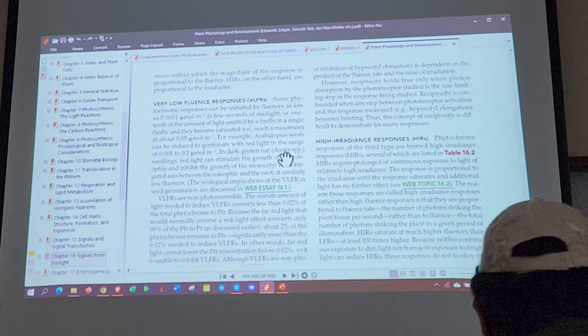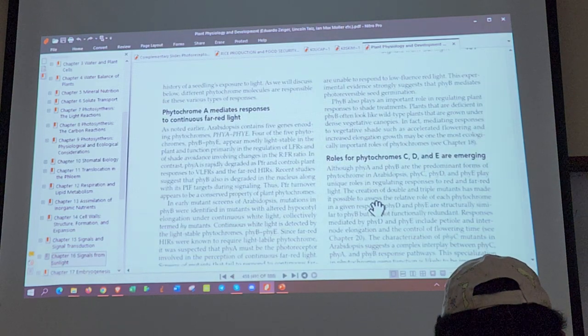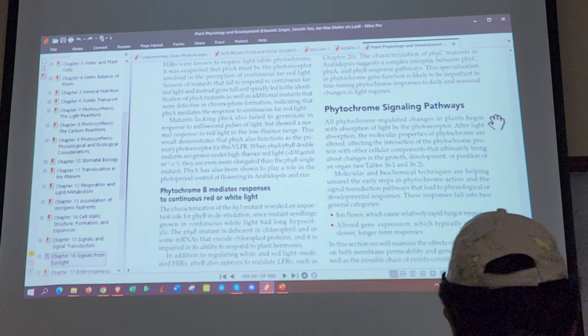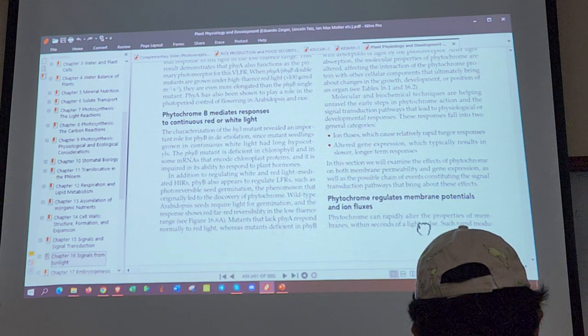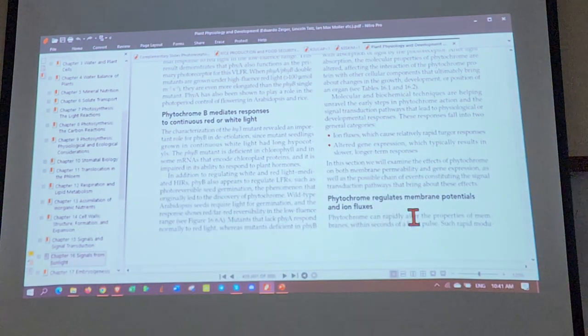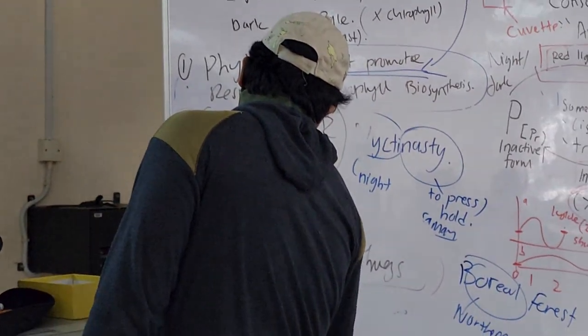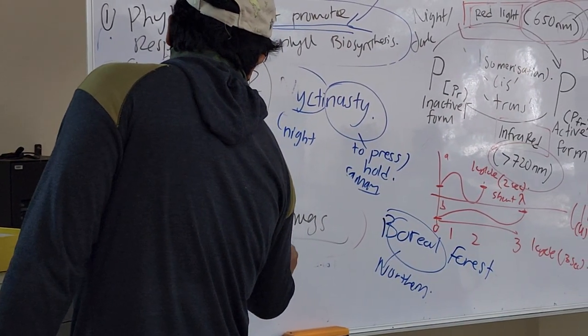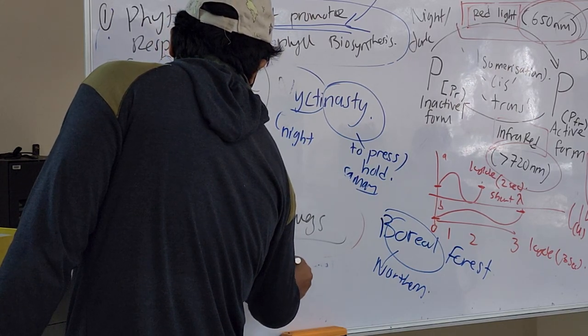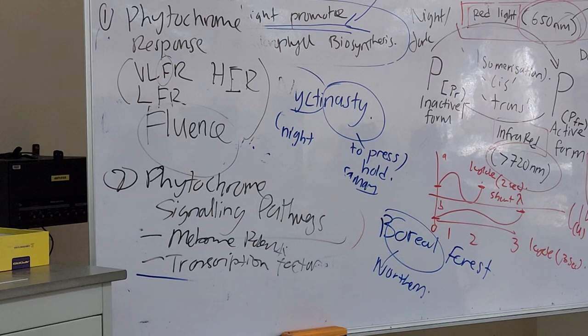Phytochrome signaling, that should be this signaling pathway. Upon the signaling pathway, what does phytochrome do? To some degree, you have seen it in the slides. Things like it regulates membrane potential. It regulates transcription factors, and PIF.